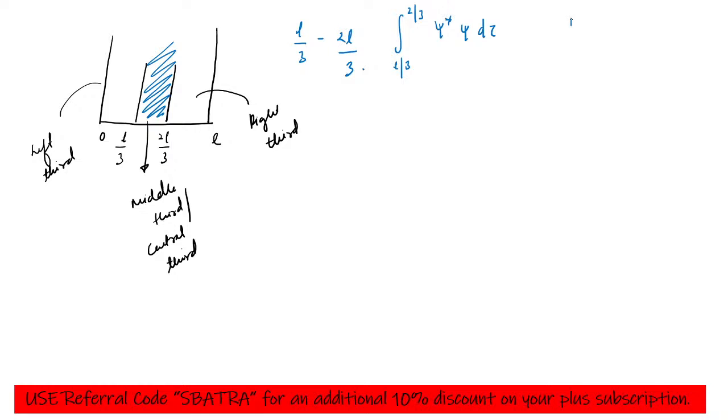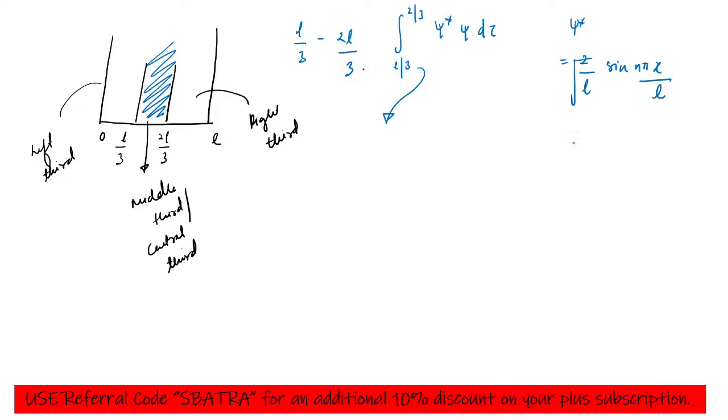So what is psi for a one dimensional box? Psi is the square root of 2 by L, sine n pi x by L. So let's find this particular thing. It's like the square root of 2 by L, sine n pi x by L.